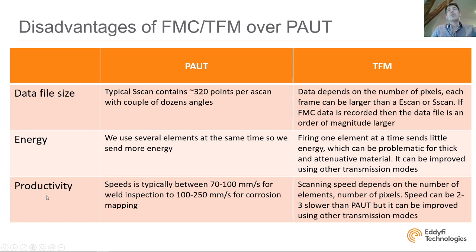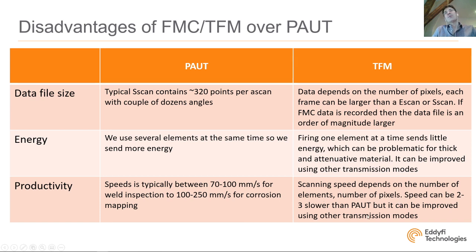Productivity, we talked a little bit about it. Typically for PAUT, if you do weld inspection, two probes with TOFD, you are between 70 to 100 millimeters per second, or even faster if the range is not too long. For corrosion mapping, you can go even much faster because you only have one probe doing L0 inspection, 100 to 250 millimeters per second, or even faster.